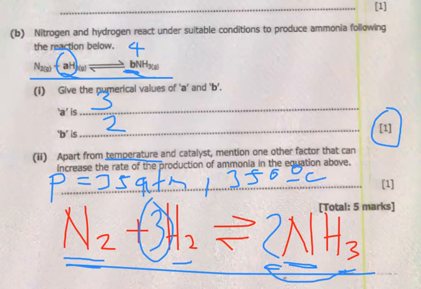And then we know the catalyst. The catalyst is fine iron. Okay. So the question here says, apart from temperature and the catalyst, mention one other.